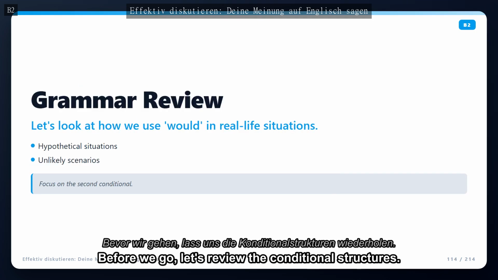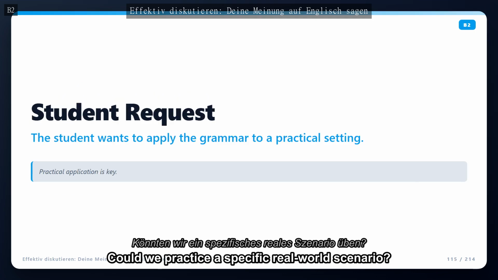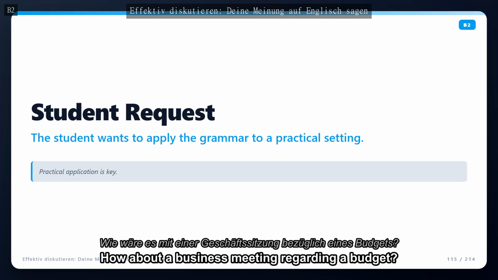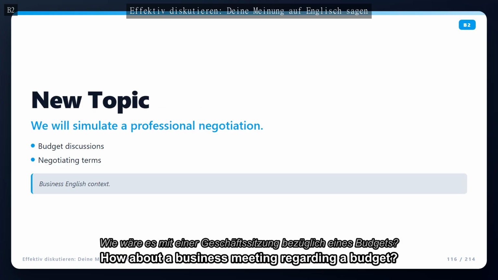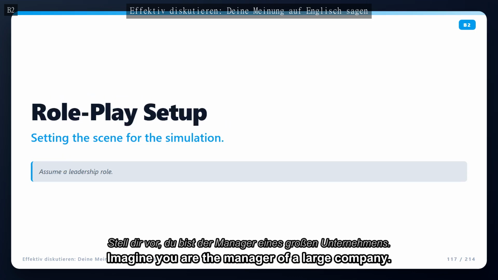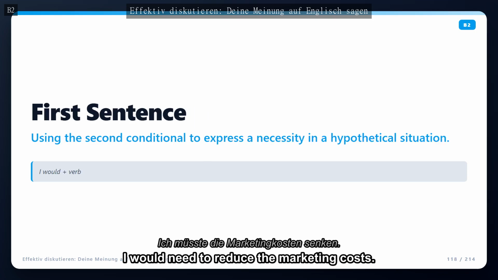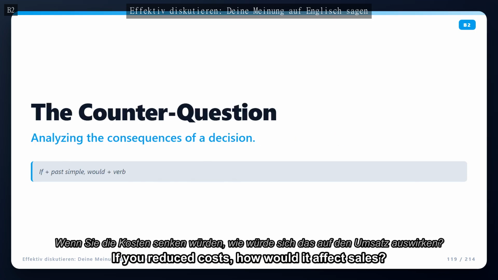Before we go, let's review the conditional structures. Could we practice a specific real-world scenario? How about a business meeting regarding a budget? Imagine you are the manager of a large company. I would need to reduce the marketing costs. If you reduced costs, how would it affect sales?